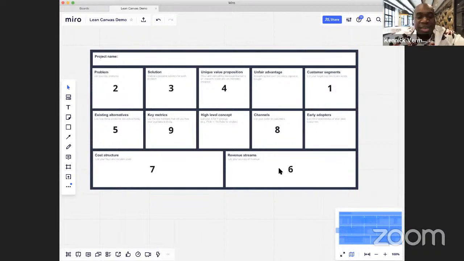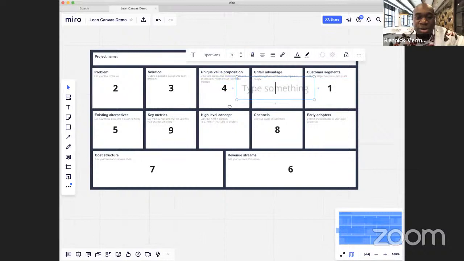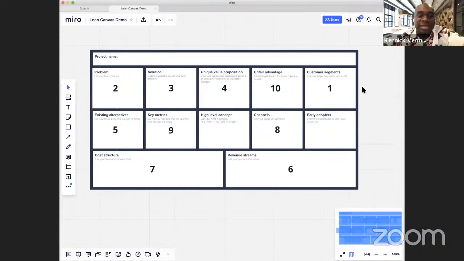Essentially, we tell our founders to build a dashboard and review your key metrics on a daily basis. As you're reviewing your key metrics, you're able to see whether or not your business is functioning the way that it's supposed to. And once you determine what your key metrics are, you get to your unfair advantage.